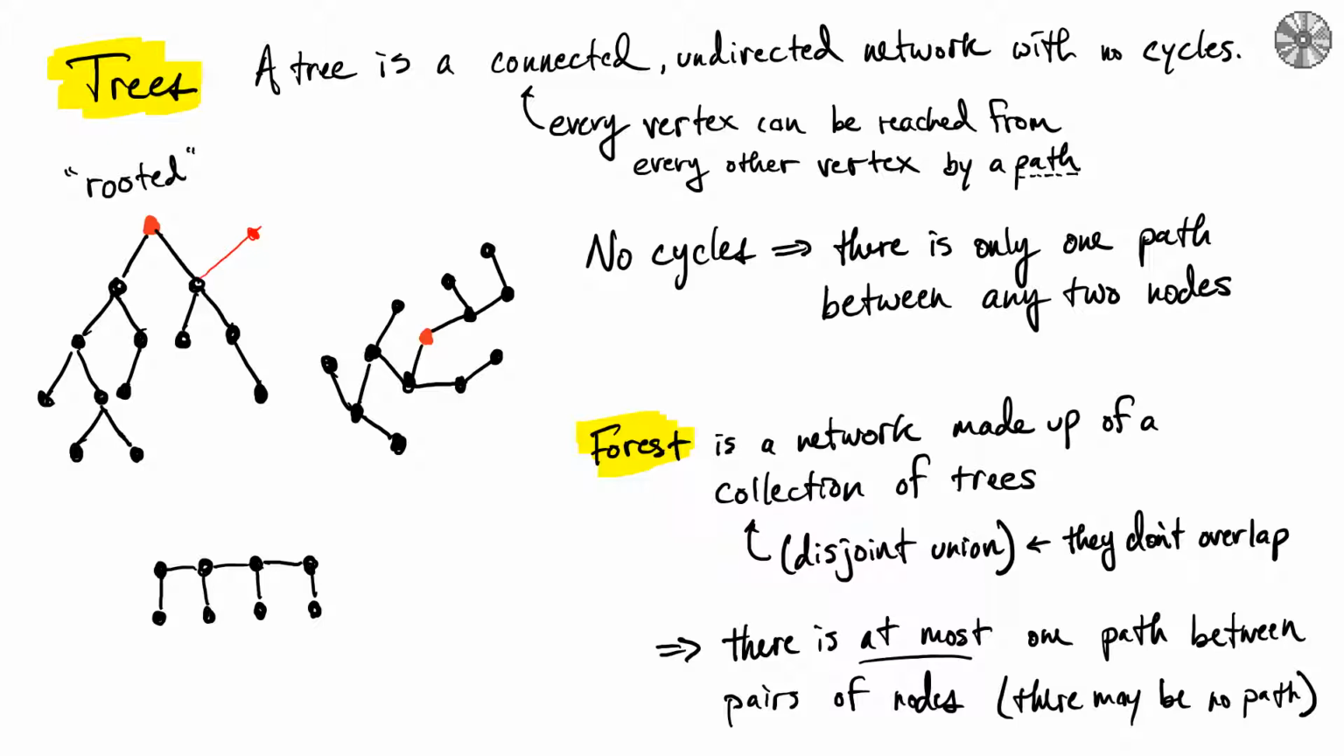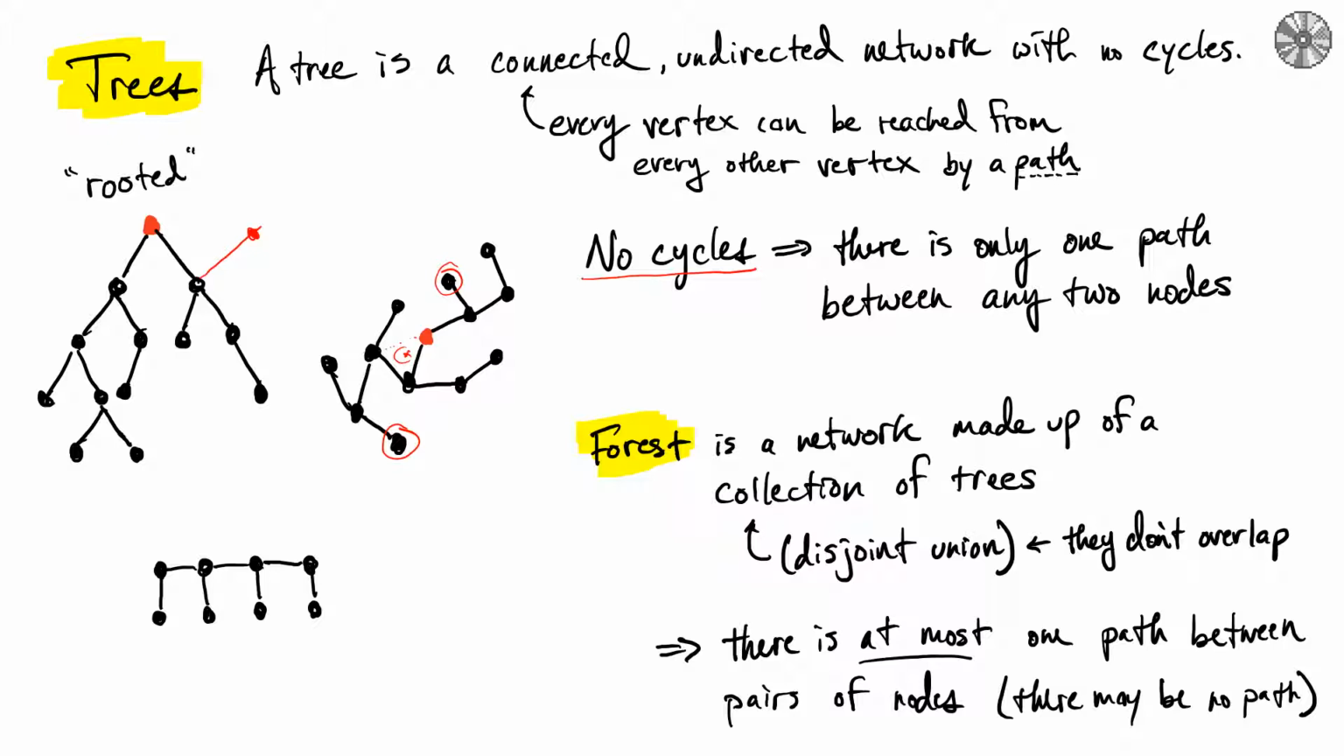And so one of the implications of having no cycles is that there is only one way to get between every pair of nodes, essentially. So if I were to pick two nodes here, this one and this one, there's only one way to get there. If I added an edge here to make two ways to get there, that would actually create a cycle, which would be this cycle here.